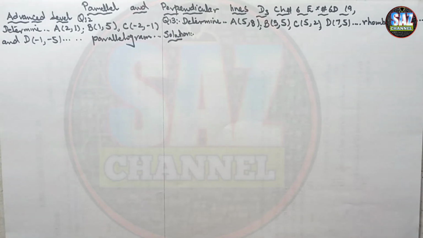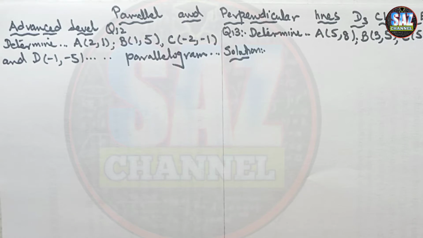This is my ninth lesson of D3, chapter number 6, exercise 6D about parallel and perpendicular lines. In this lesson, we will be discussing question number 12, advanced level. And question 12 says, determine whether the 4 points A(2,1), B(1,5), C(-2,-1) and D(-1,-5) are the vertices of the parallelogram or not.